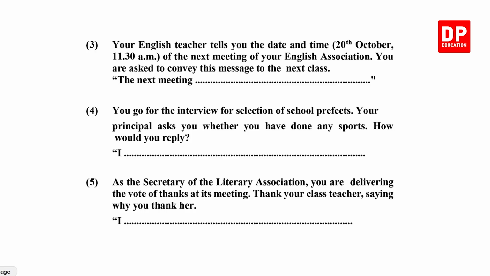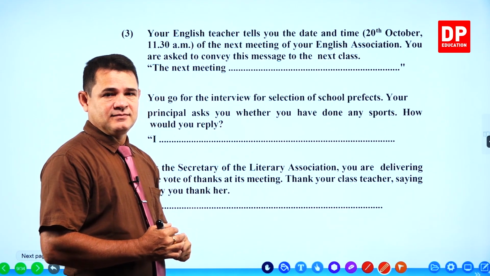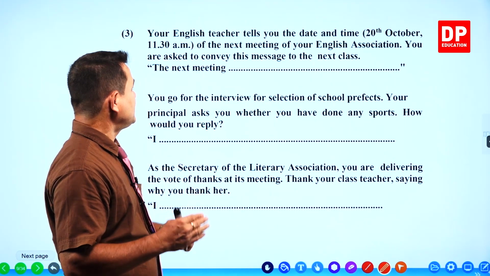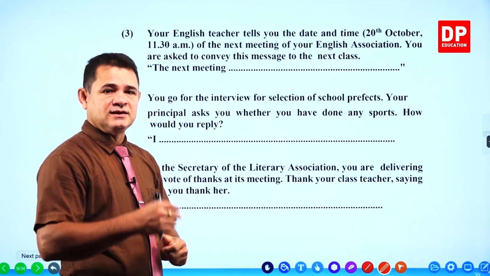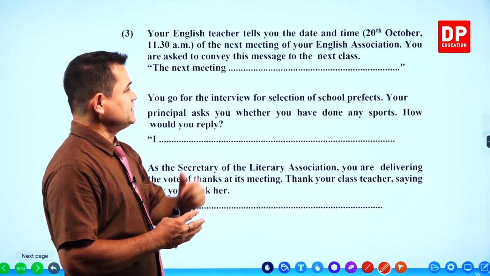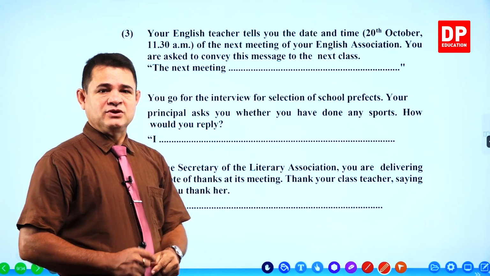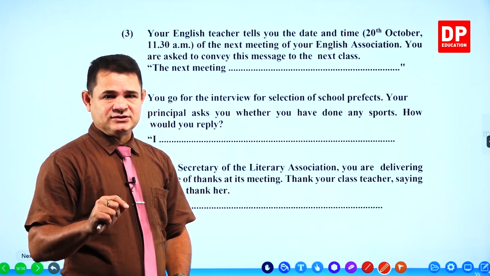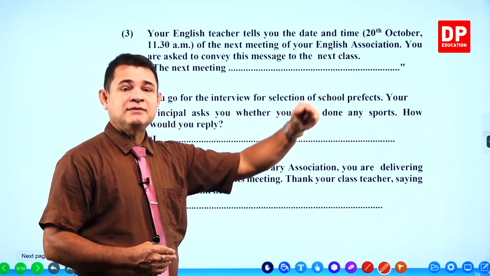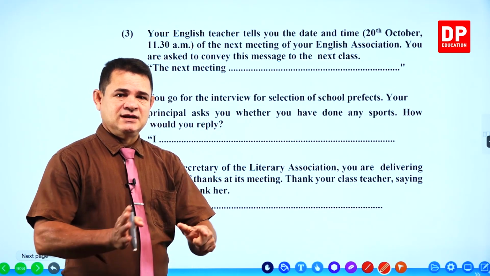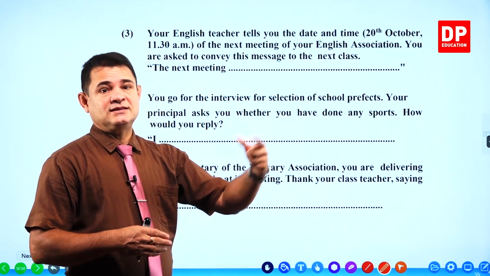Your English teacher tells you the date and time. It is given: 20th October, 11:30 a.m. Your English teacher tells you the date and time of the next meeting of your English association. You are asked to convey this message to the next class. You are asked, that means the teacher asks you, to convey this message. Otherwise the teacher will have to go from class to class. And now you have to get this message and tell it to the other class.